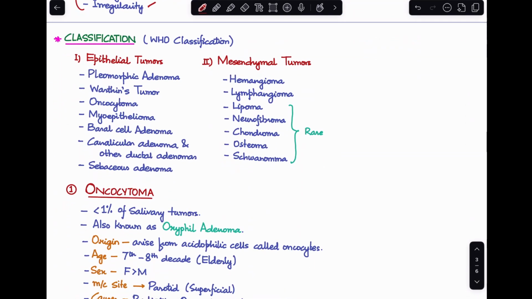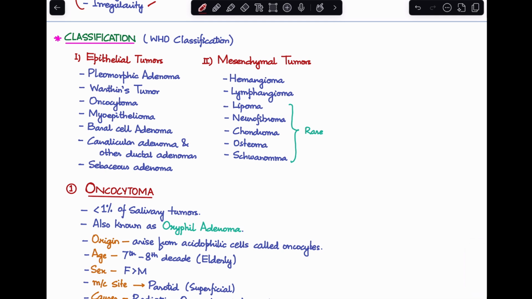Now let's talk about the classification. The WHO classification of benign salivary gland tumors divides it into two types: epithelial tumors and mesenchymal tumors. Epithelial tumors are the more common tumors. Amongst epithelial tumors, the most common one is pleomorphic adenoma, and the second most common one is Warthin's tumor. I will be discussing these two tumors separately in separate classes, so we'll not be talking about them today. But I'll talk about the rest of them.